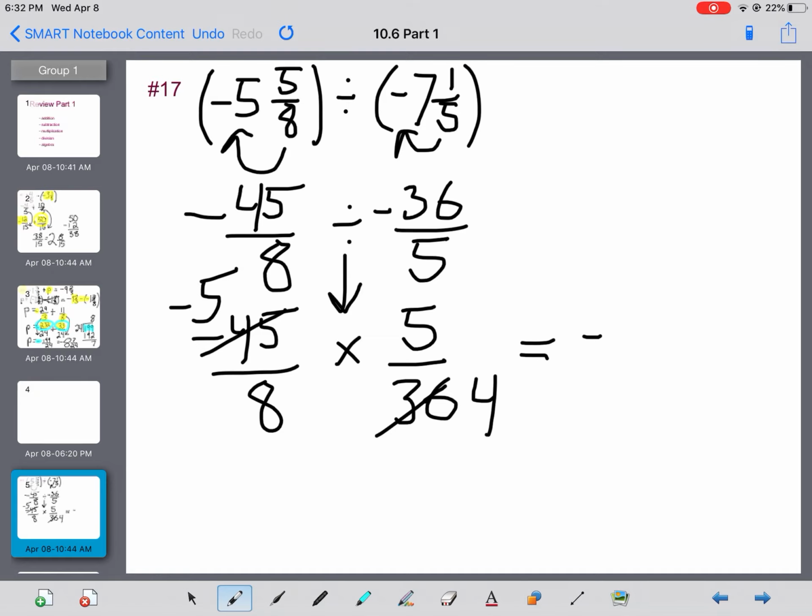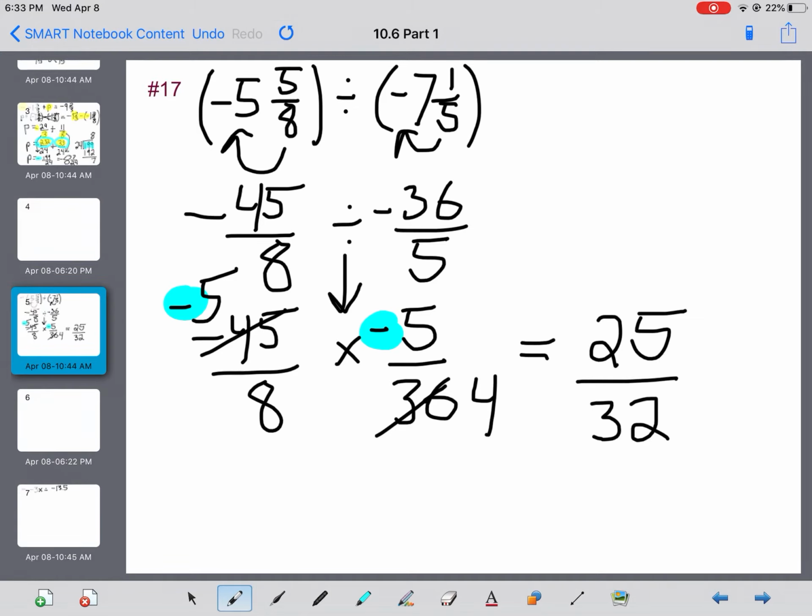See how easy it is to do? I forgot that this is also a negative, which means this 5 over here is also a negative. So because I have a negative times a negative, I end up with a positive. So 5 times 5 is 25. And then on the bottom, 8 times 4 is 32. And that one's already in simplest form. Just like I did, I went back and checked, did I get all my negatives in there?